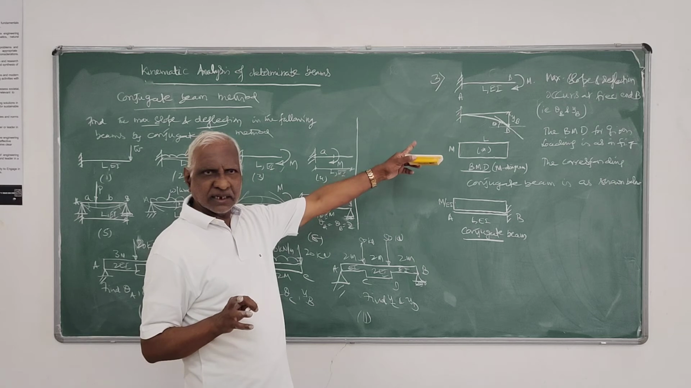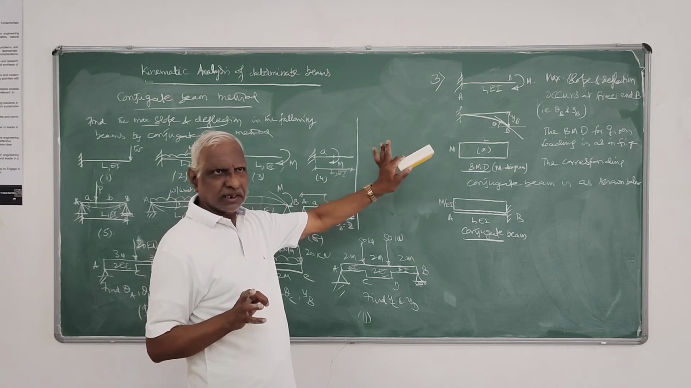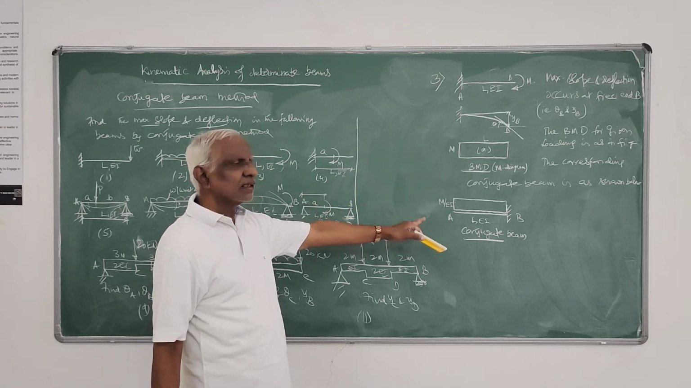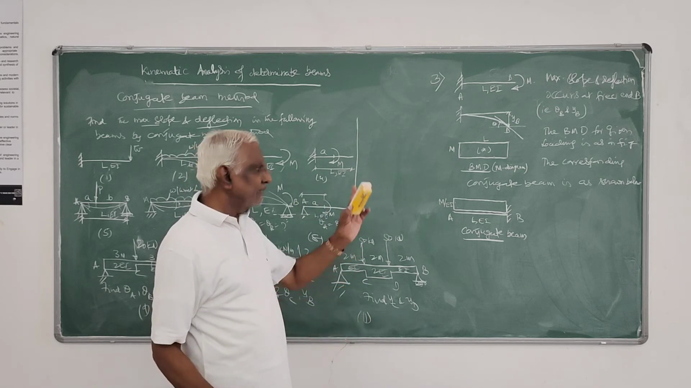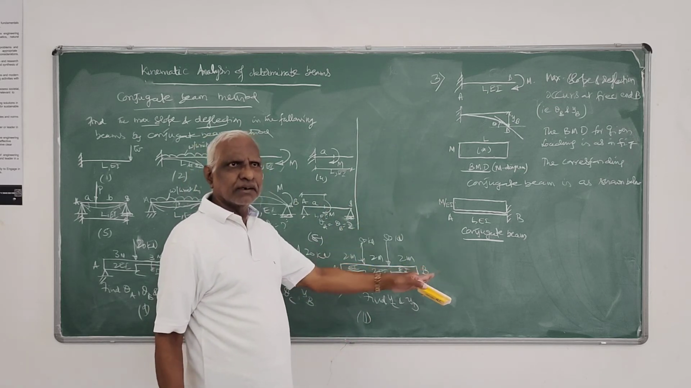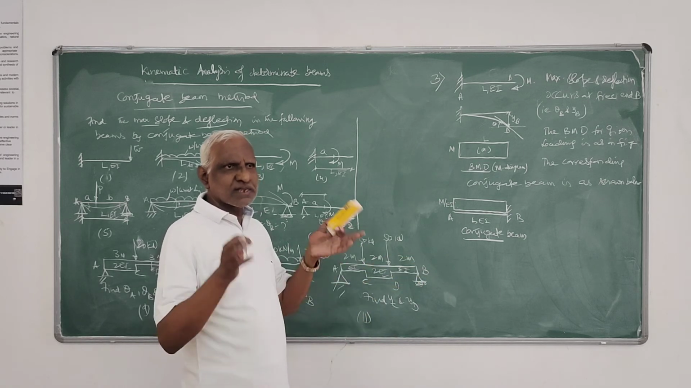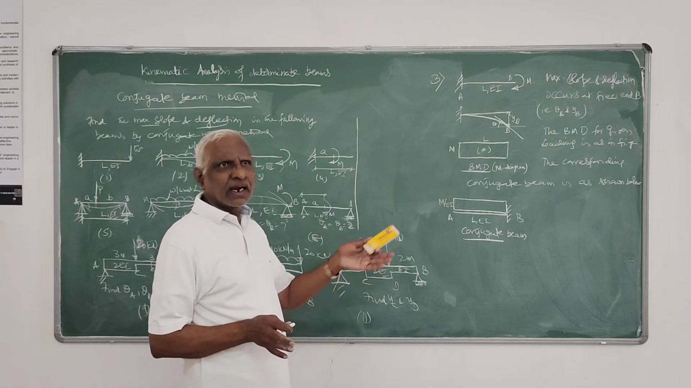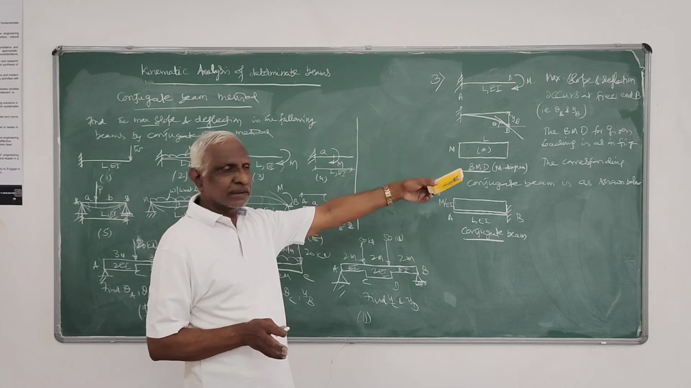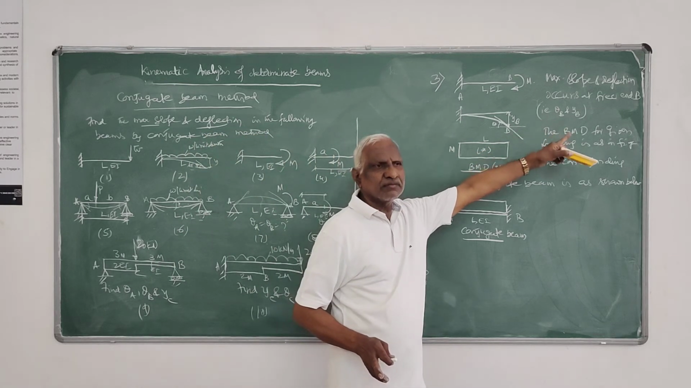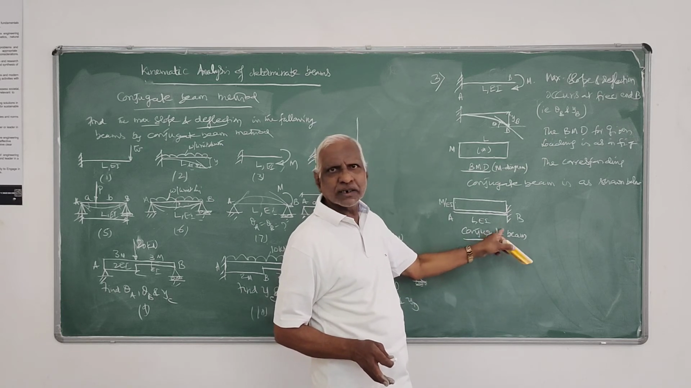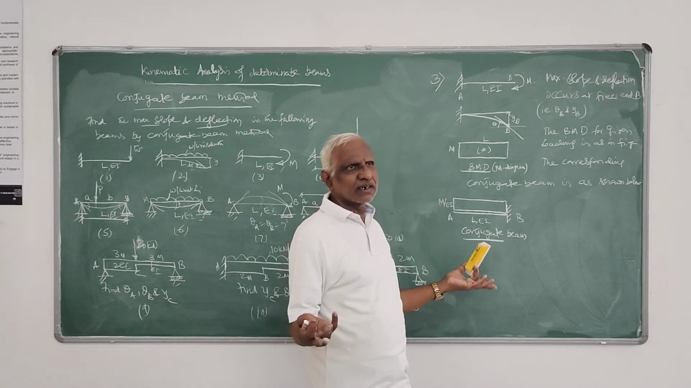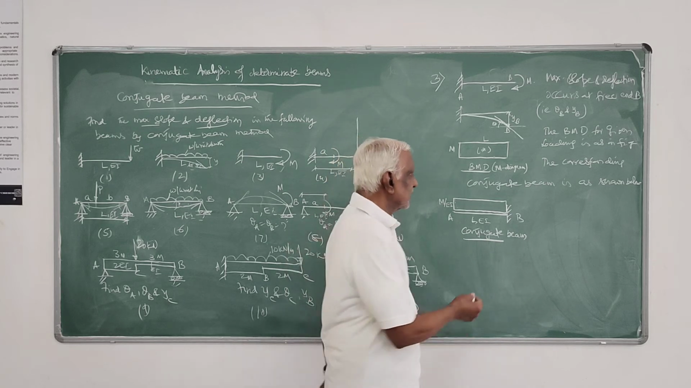So I have taken the real beam, drawn the bending moment diagram as the standard case, then written the corresponding conjugate beam by remembering the definition. Then in this conjugate beam, determine the shear force and bending moment at the point where you have to determine the slope and deflection. You can determine the shear force and bending moment diagram here, and you will get the slope, and that's all.